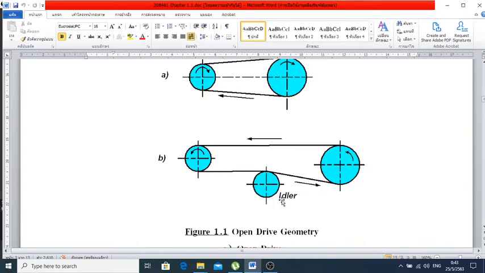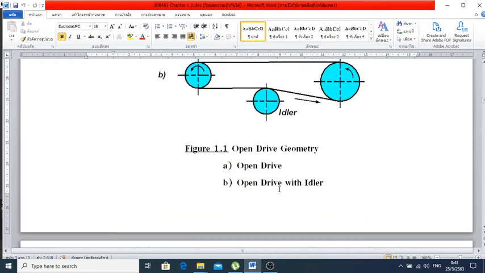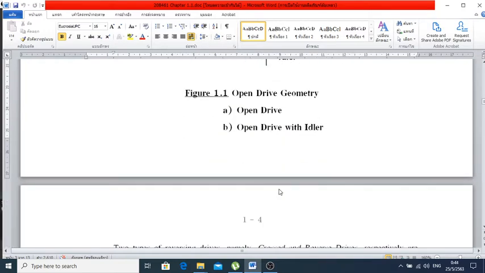If you apply the idler in this manner, the angle of contact between the belt and the pulley is going to be larger. So, one way or another, that will increase the efficiency of the belt drive transmission system, or we just reduce the slippage anyway. So we're going to apply the idlers on the load side most of the time. And then this is going to be the open drive.